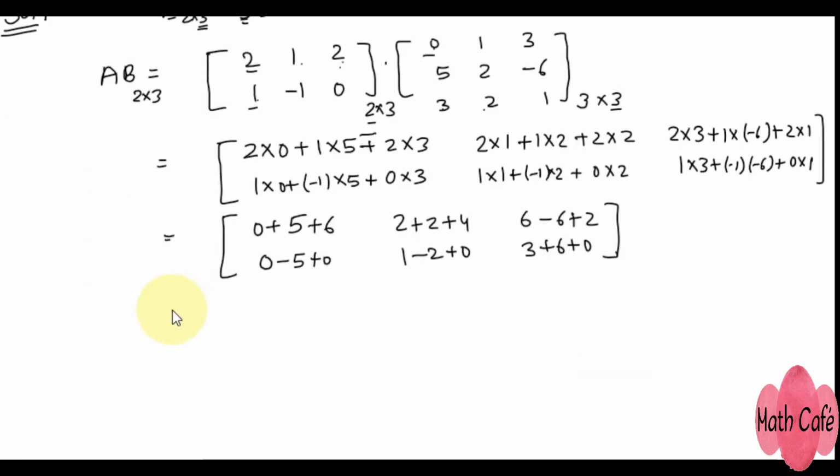So let's proceed. Finally, we will get the multiplication AB, that is of order 2 cross 3. 5 plus 6 will become 11. 2 plus 2 is 4, 4 and 4 is 8. 6 minus 6 will become 0. 0 plus 2 is 2. That is minus 5, minus 1 and 9. So that is the multiplication of AB.